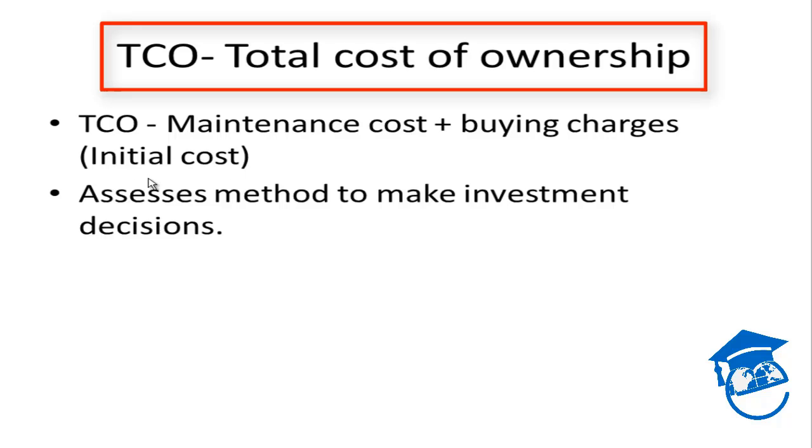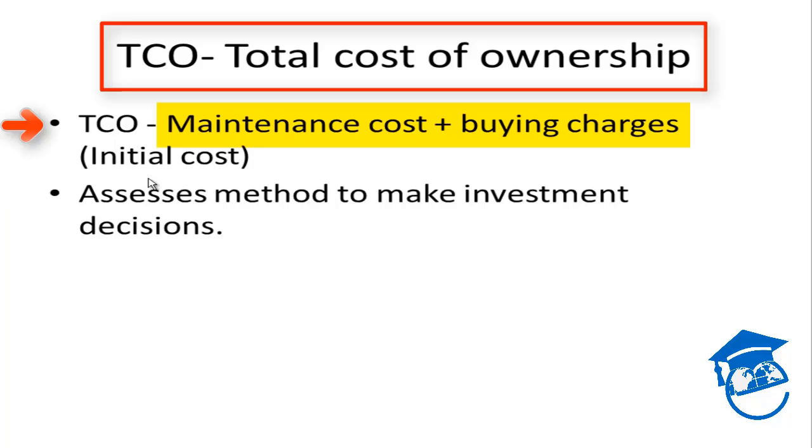Now next, proceeding further, this is also one important point to understand: TCO, total cost of ownership. This point is very important because it helps in the strategy generation method. It helps you to assess the method, to take the investment decision that where you have to invest. Now what is TCO? TCO is the total cost of ownership. It means the maintenance cost plus the buying charges, the initial cost.